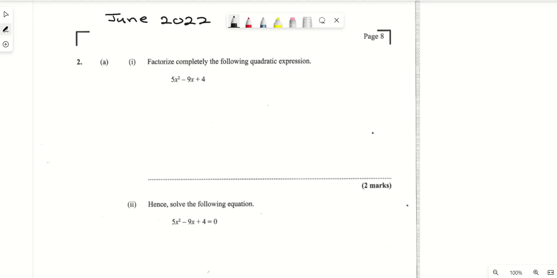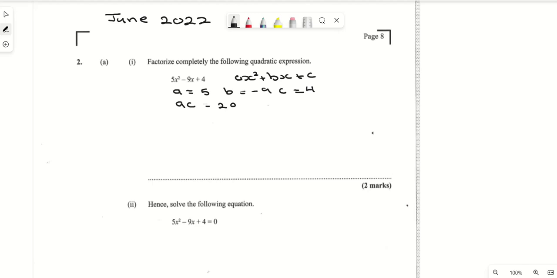So first off, a quadratic expression is in the form of ax squared plus bx plus c. If we look at the form it's supposed to be in, we can clearly see A is equal to 5, B is equal to -9, and C is equal to 4. To factorize, we say A multiplied by C, which is 5 by 4 is 20. That is, your first step is to locate what is A, B, and C. Your second step is to multiply A by C.